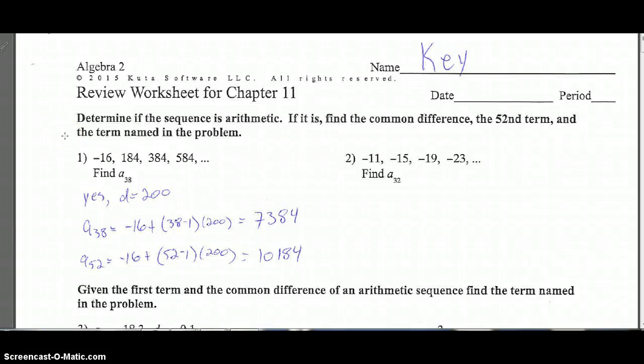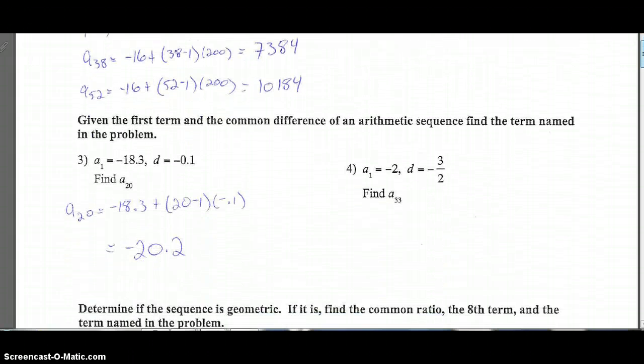Here's the key for the Chapter 11 review packet. Number 1, is it arithmetic? Yes, it is. You're adding 200 every time. So D is 200. The 38th term is 7,384. And the 52nd term is 10,184. And those are found just using the A sub n equation for arithmetic.